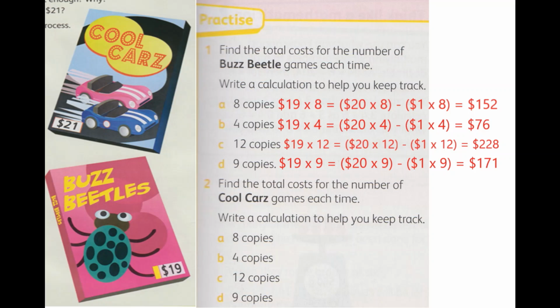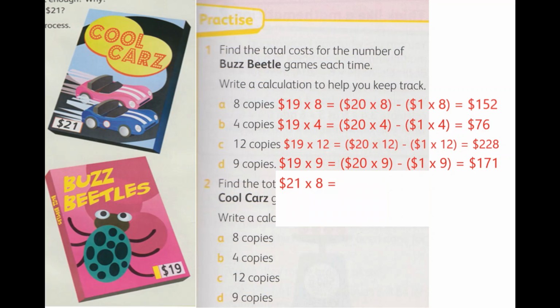I'm sorry, I should have told you we're doing letter 2A, which is 8 copies. So in order to set this up, we're going to write $21 times 8, representing the 8 copies. And then we're going to round $21 down to $20 times 8. And again, we're going to have to get back that dollar later. So we took $1 off of 21 to make it 20. We're going to have to add that back later. So instead of subtracting it, we're going to add.